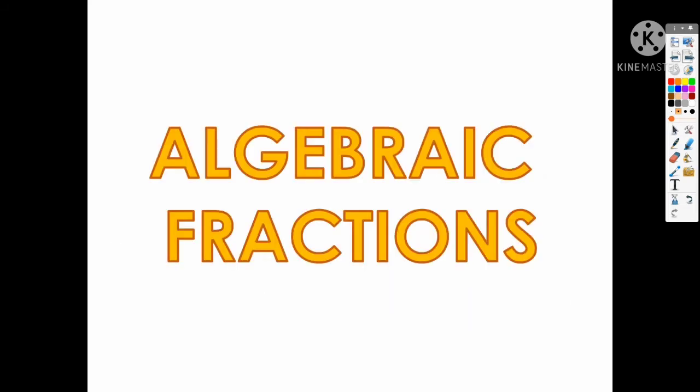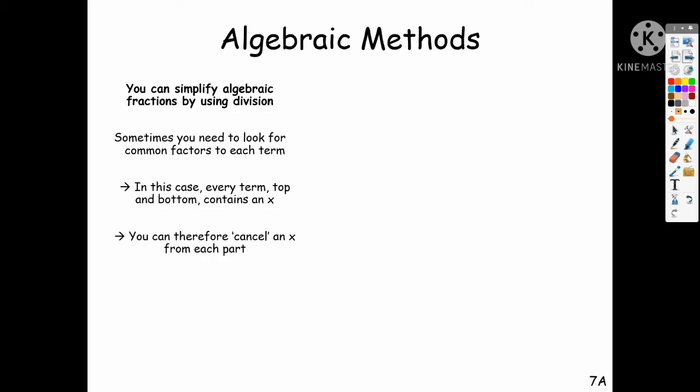The first part of the A-Level maths is all about algebraic fractions. You've seen these at GCSE, this is nothing new to you. So you can simplify algebraic fractions by using division. Sometimes you need to look for common factors to each term. In this case, every term, top and bottom, contains an x. You can therefore cancel an x from each part.